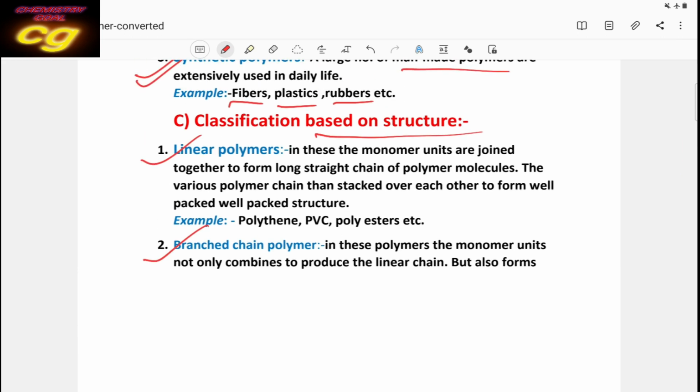These types of polymer are produced from monomers, forming a long chain by the combination of monomer units, and various polymer chains are stacked over each other to form a well packed structure. That means polymer chains are joined to one another, forming a well packed structure. Examples are polythene, PVC, polyester. So these are the linear types of polymer. Mainly long chain and straight chain polymer is produced. These are called linear polymers.